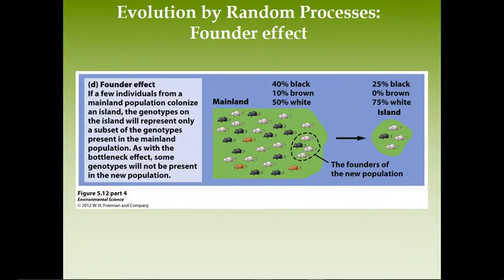This final random process of evolution is the founder effect, which is basically when a few individuals migrate to another island or part of land and could reproduce with some of the population that was already there, or reproduce by themselves.